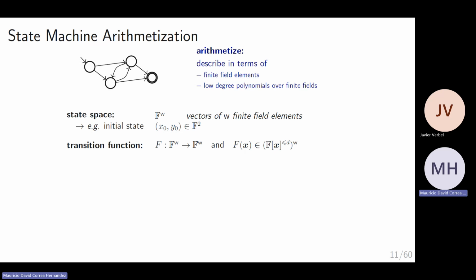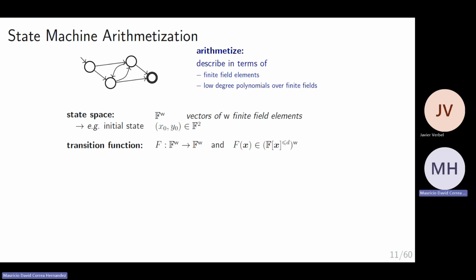Yes, please. But the 2 is for the sake of example. Yes. Okay. So in this particular example, W equals 2. But in more general, more useful virtual machines and arithmetizations, W will be larger. So the next thing you need to define after state space is what does the transition function look like?